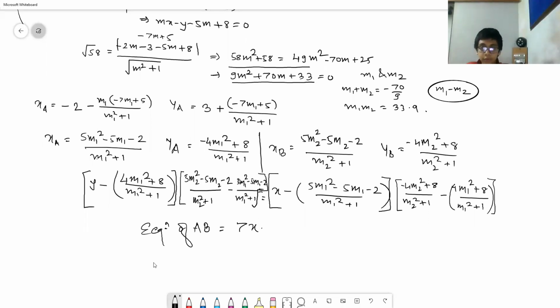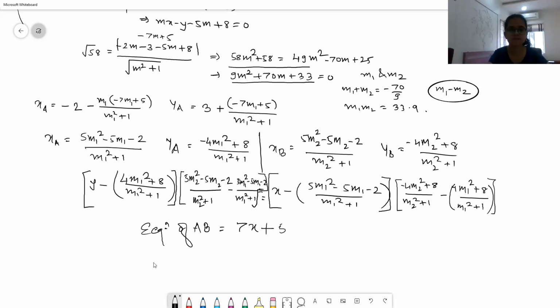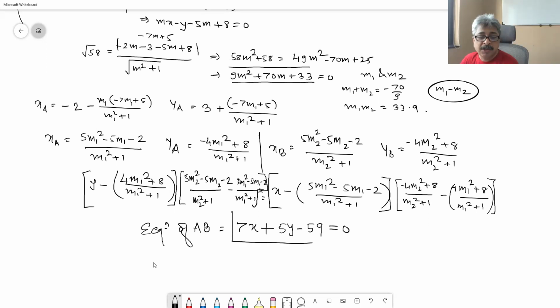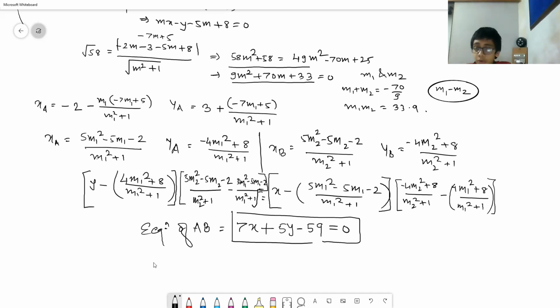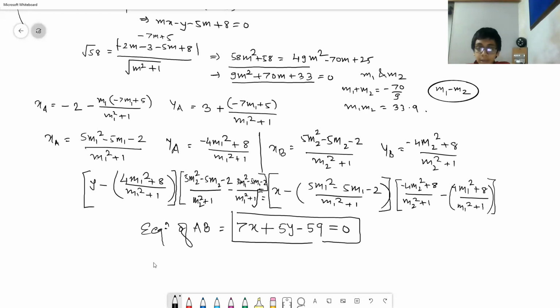7x plus 5y minus 59 is equal to 0. It is such a nice expression. But to find the equation of AB, we don't need to do all this. If we have to find only the equation of AB, then we can just consider another circle having P and O as diametrically opposite points. And then AB is just the radical axis of those two circles.